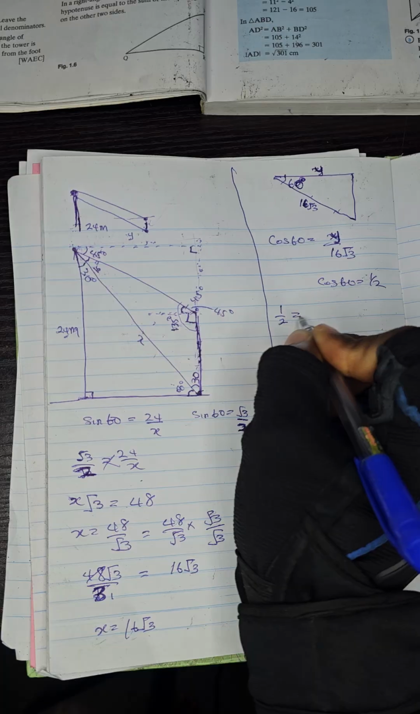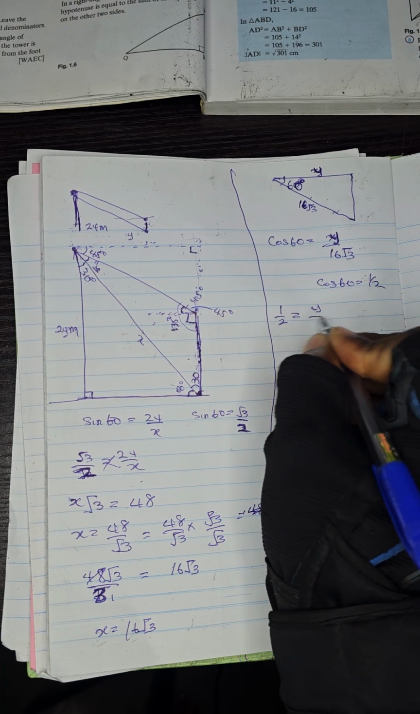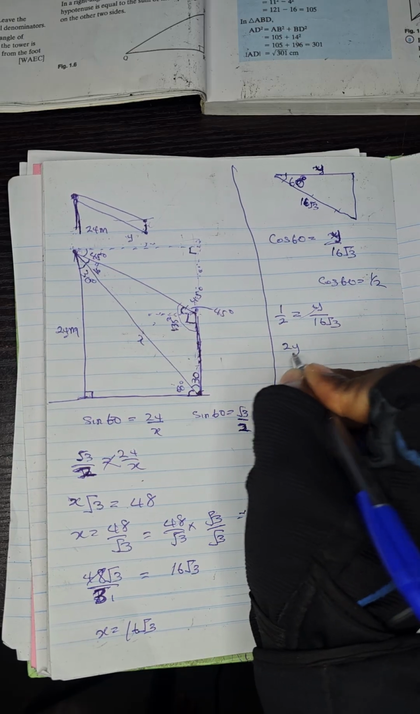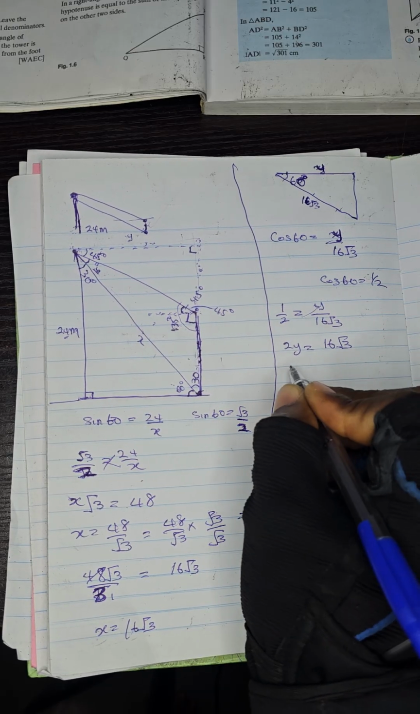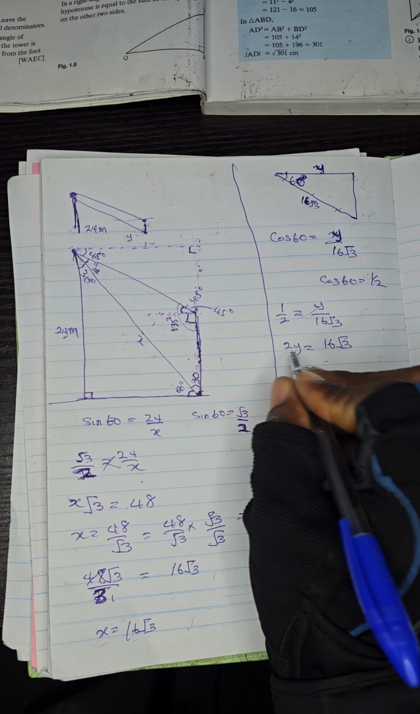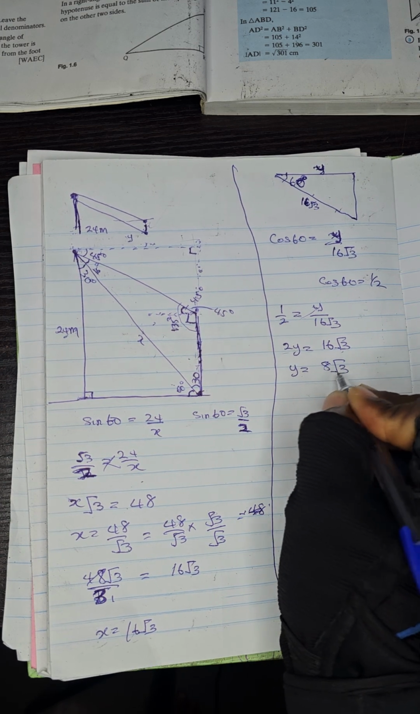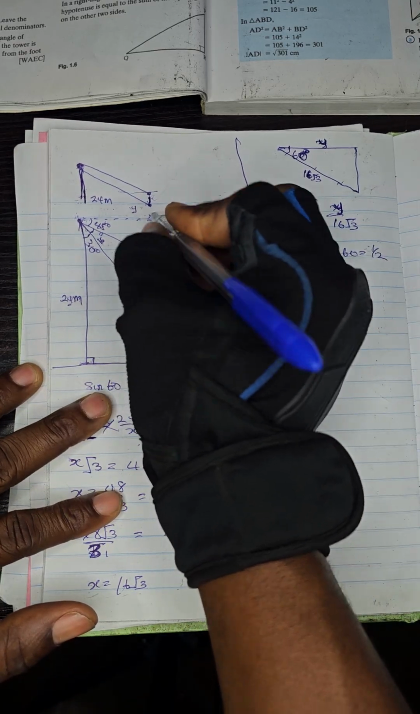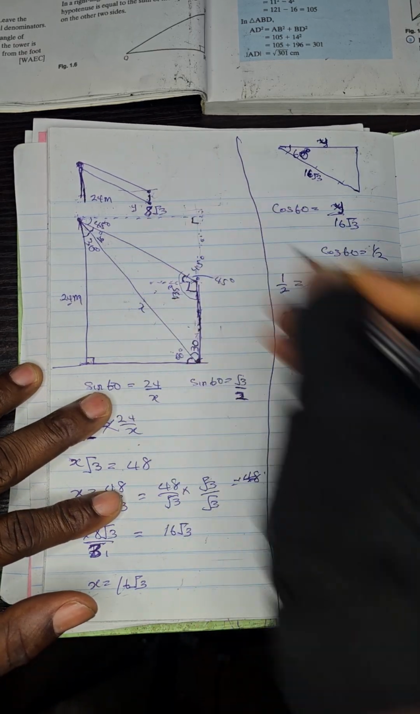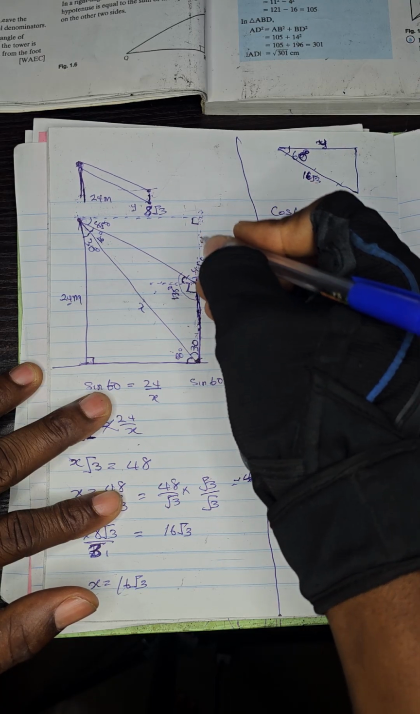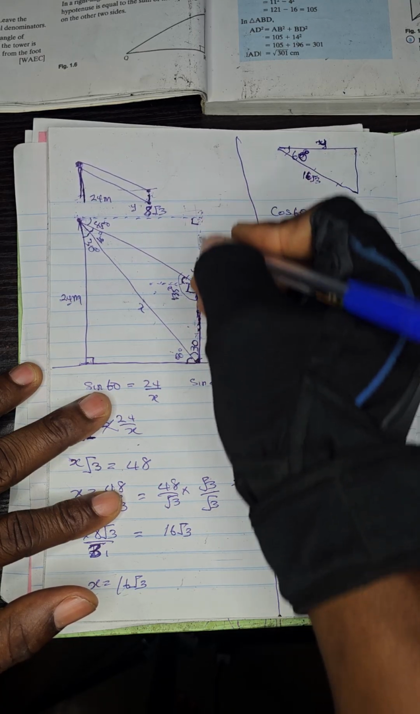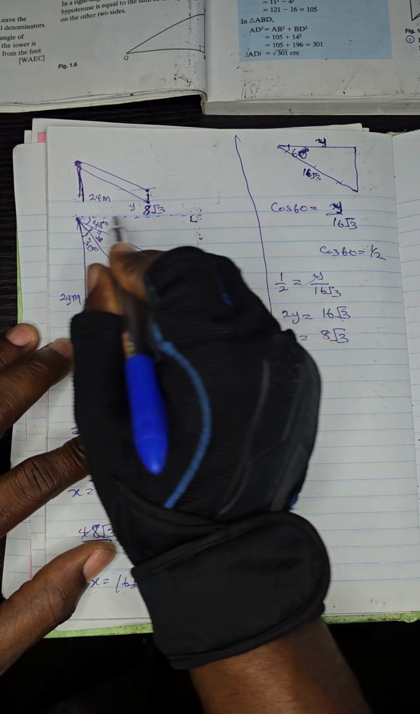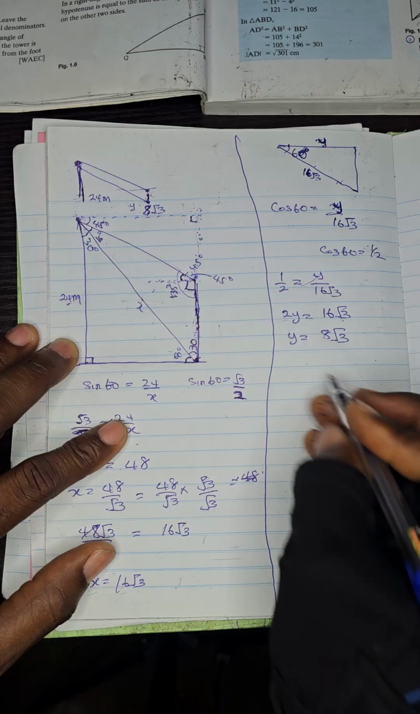So I'll now say 1 over 2 is equal to y over 16 root 3. So when we cross multiply, we have 2y equal to 16 root 3. So y now, dividing both sides by 2, is 8 root 3. So in that case, I've gotten here as 8 root 3. Now let me look for this height here. So in that case, I'm not dealing with this, just only this triangle.